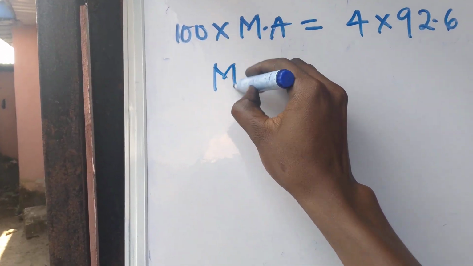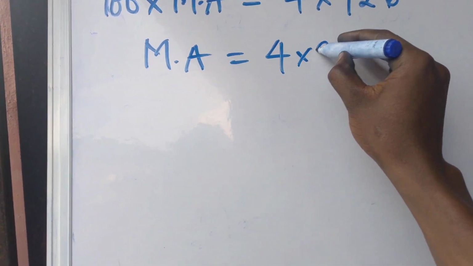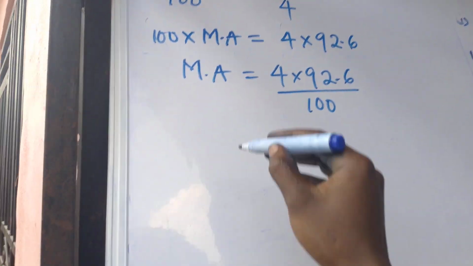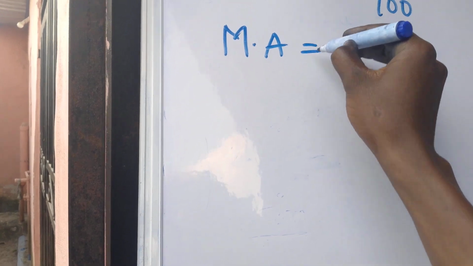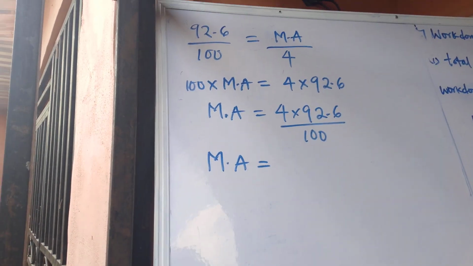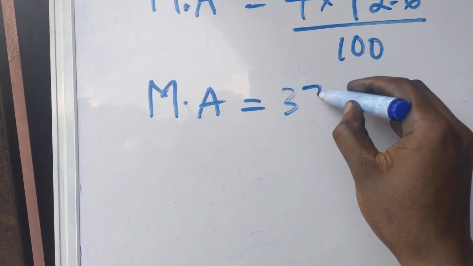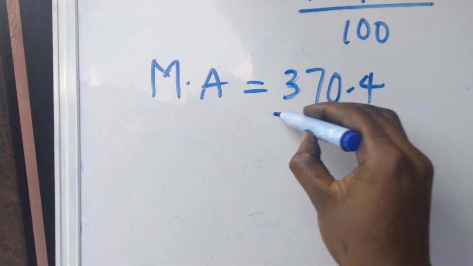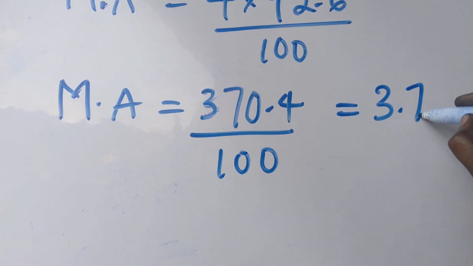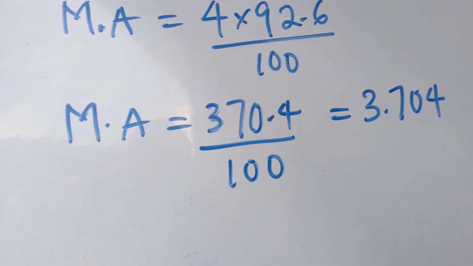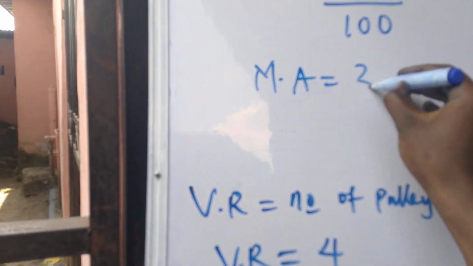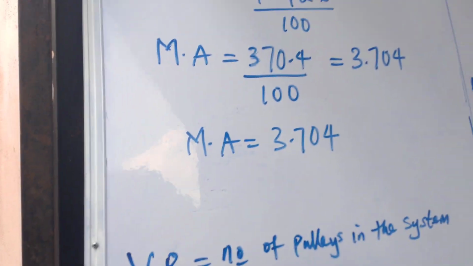So it means that my mechanical advantage will be equal to 4 times 92.6 divided by 100. That is 4 times 92.6, which gives me 370.4 divided by 100. That will be 3.704. Okay, when I divide by 100, my mechanical advantage is 3.704.